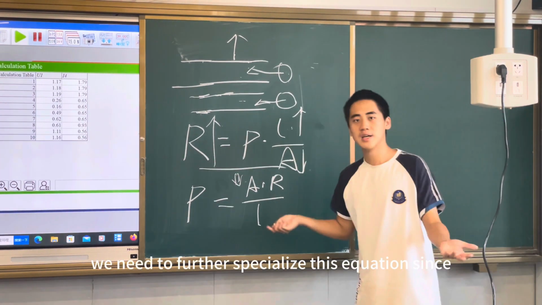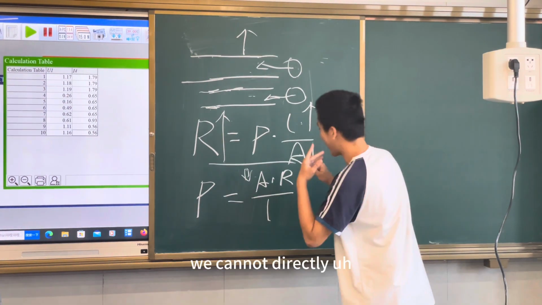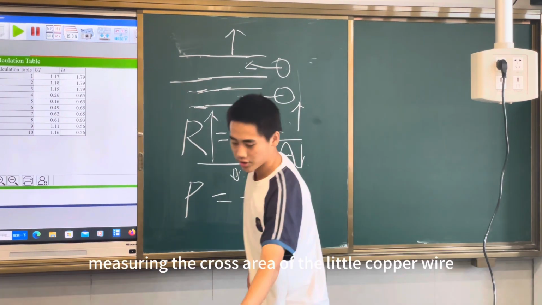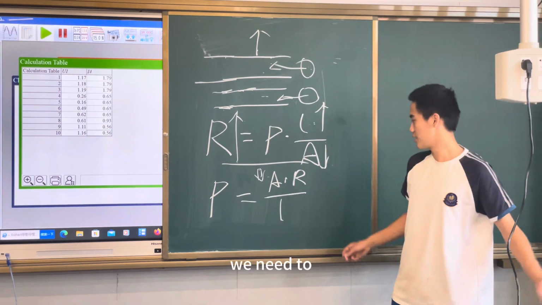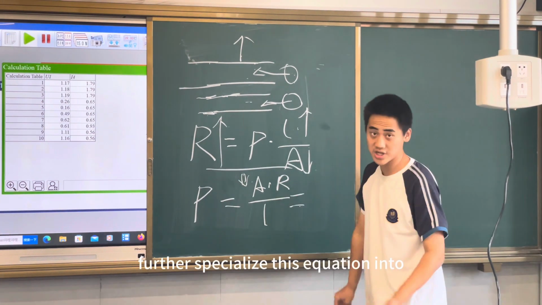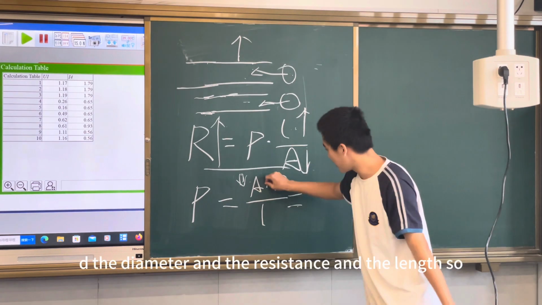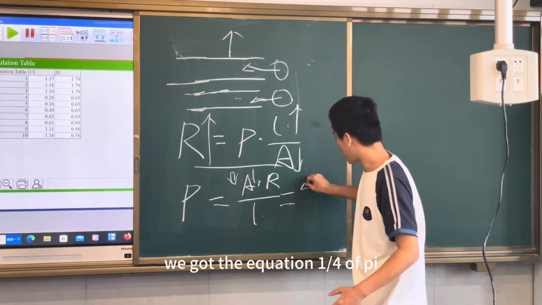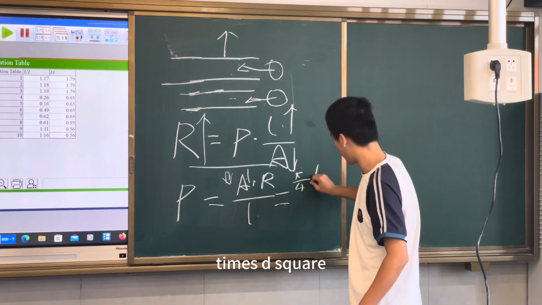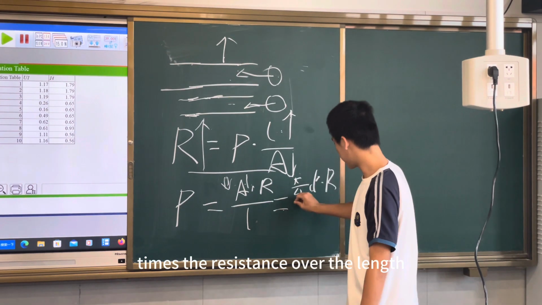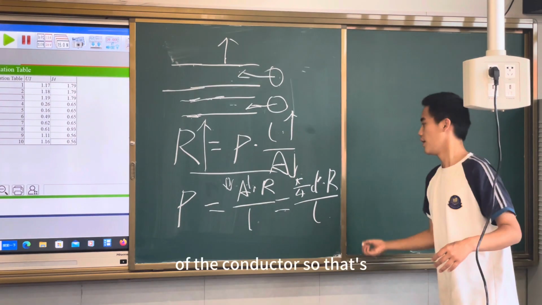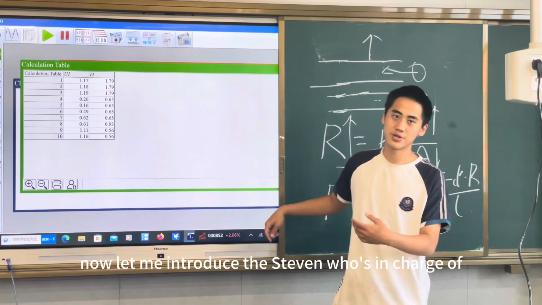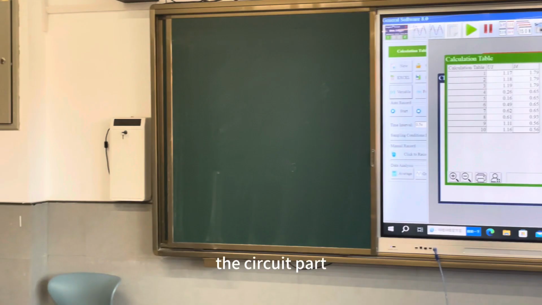However, we need to further specialize this equation since we cannot directly measure the cross area of the little copper wire. We need to further specialize this equation in terms of d, the diameter, and the resistance and the length. So we got the equation: ρ equals a quarter of π times d squared times the resistance over the length of the conductor. So that's basically the equation we're going to use today. Now let me introduce Steven, who's in charge of the circuit part.